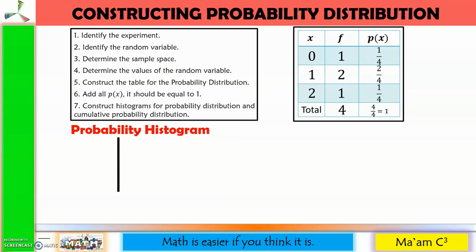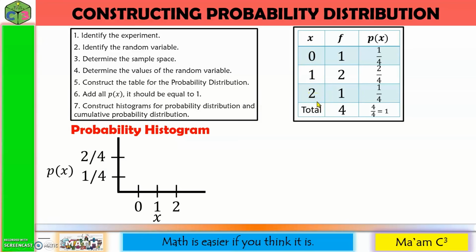Let's have the y-axis followed by the x-axis. Label the y-axis as P of X and the x-axis as X, the possible values of our random variable. For P of X, we have here 1/4 and then followed by 2/4 and then 1/4, but we already have 1/4 here. Remember, this is the y-axis. So as it goes higher, the values should get bigger. We cannot write 1/4 again here because 1/4 is less than 2/4. For the x, we have 0, 1, and 2.